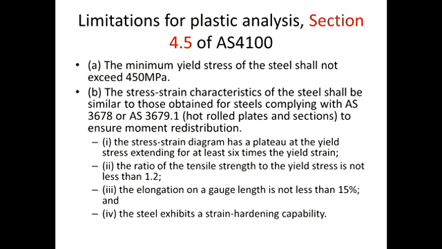So depending on the value that we have, if the values are very close, you don't have as much strain hardening within the material. What the standard is doing is to say that we have to have a minimum ratio of that tensile strength to the yield strength, and then the elongation should not be less than 15%.